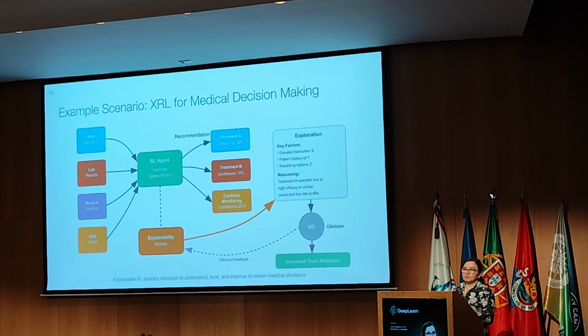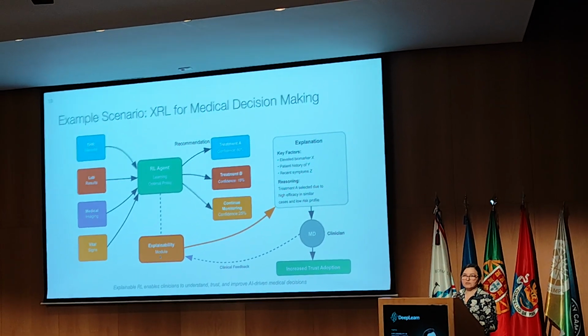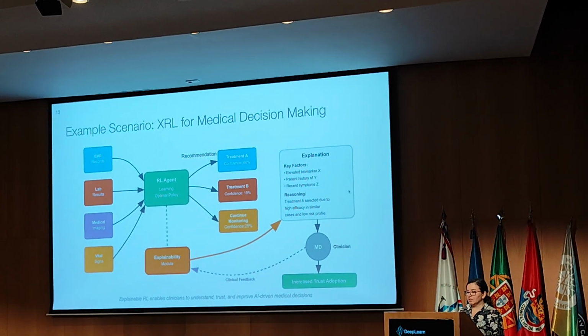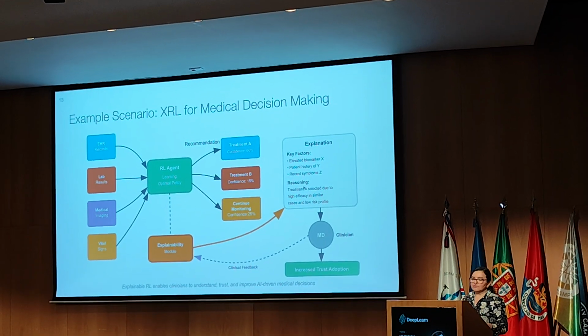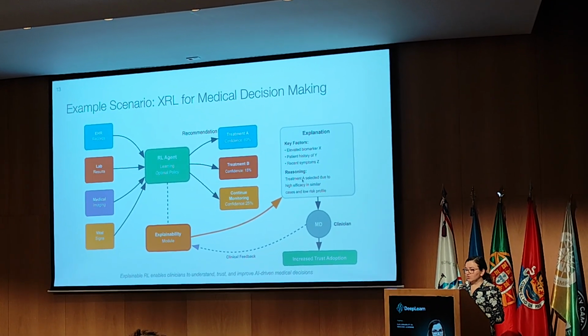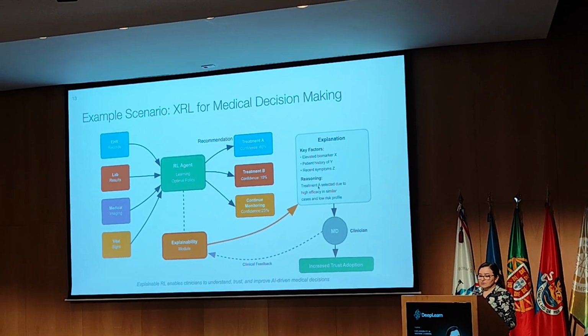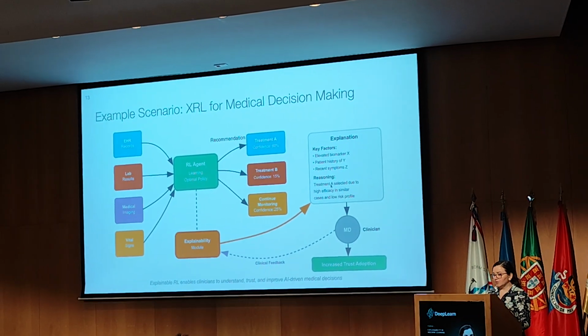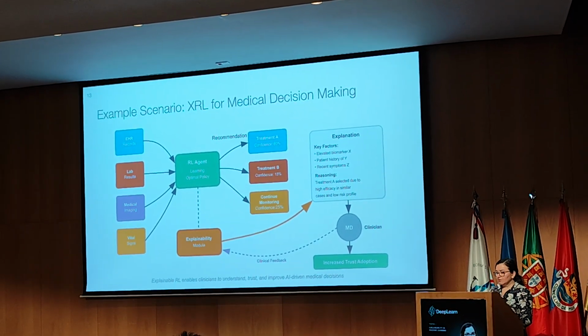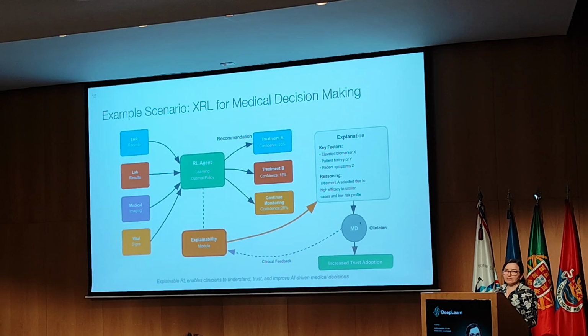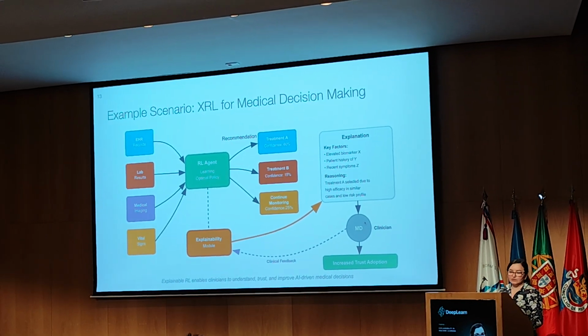So you usually either train something or plug something in to provide some explainability for how this decision is made. And then you give some reasoning. Let's say you would say treatment A was selected because it was efficient in some similar cases. And then the clinician looks at this explainability and it increases the trust.